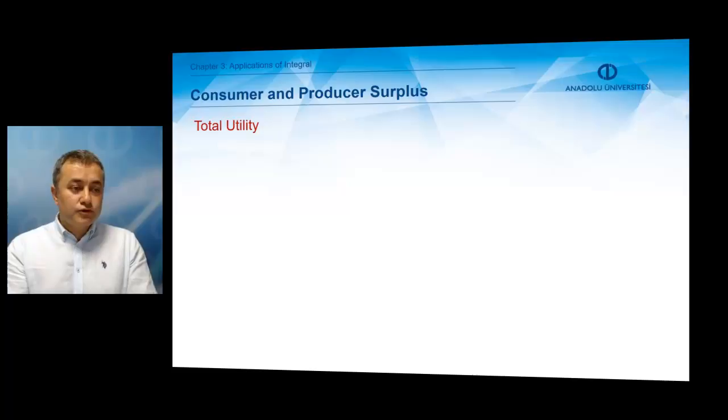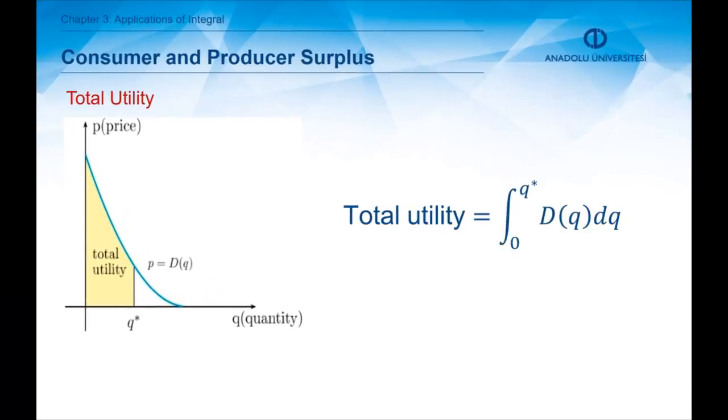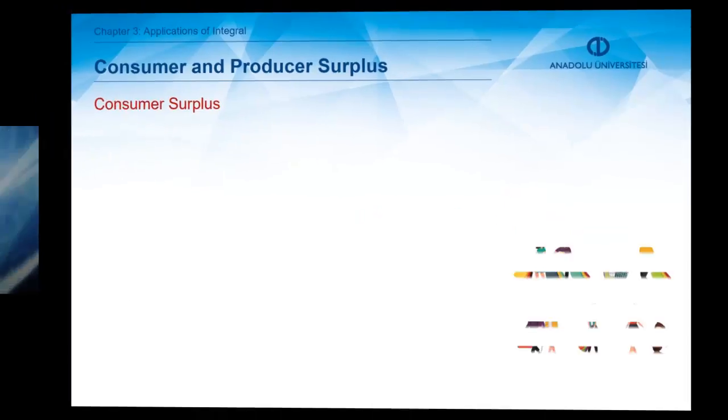Now, what's total utility? If we are given a demand function, the total utility is the area under the graph of the demand function for a given quantity Q star. So the area under the graph of the demand function when Q star units of a certain quantity is demanded is calculated. We already know that this area corresponds to the definite integral of the demand function from 0 to Q star.